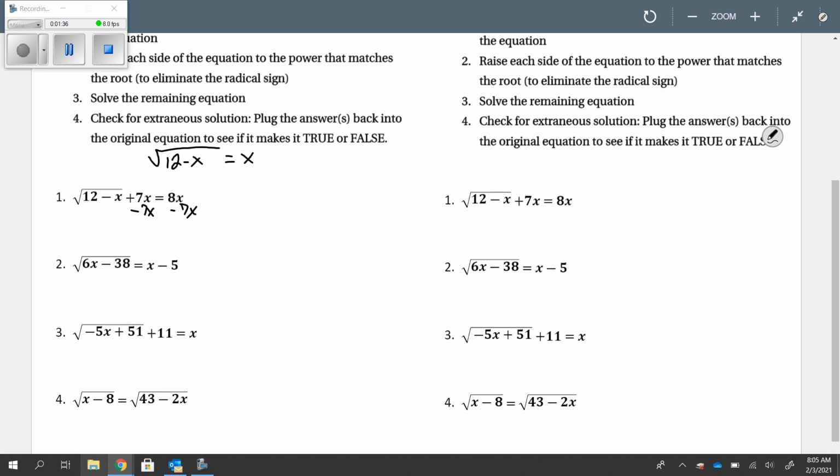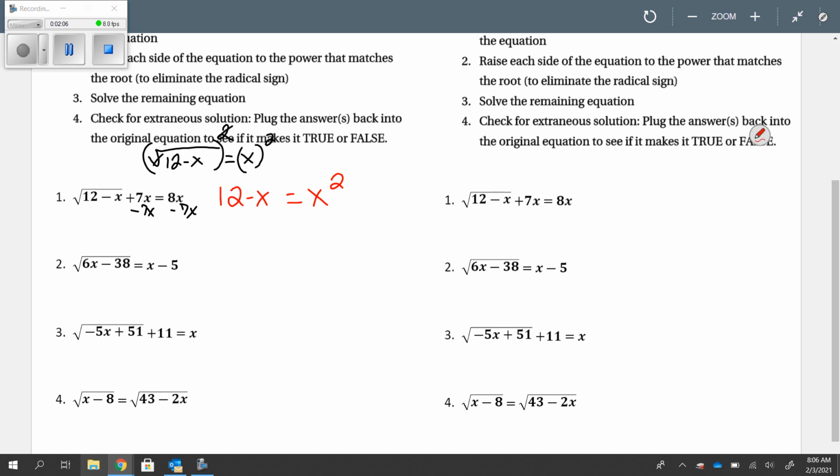Then, now that it's isolated, we're going to raise both sides to the power of 2. We know what we do to one side, we have to do to the other. So now, this and this cancel out, so we're left with 12 minus x. Let me switch colors, actually. All right, so we're left with 12 minus x equals x squared.